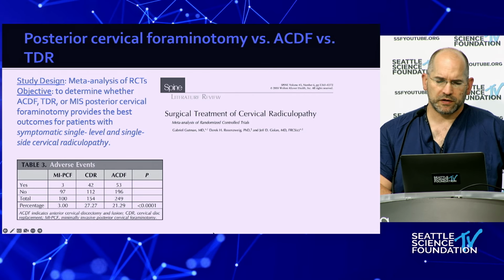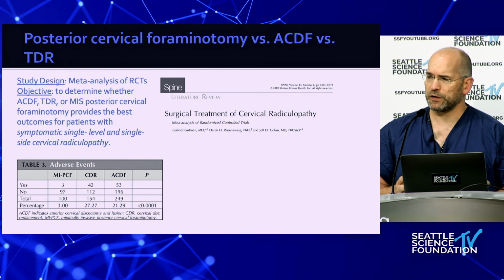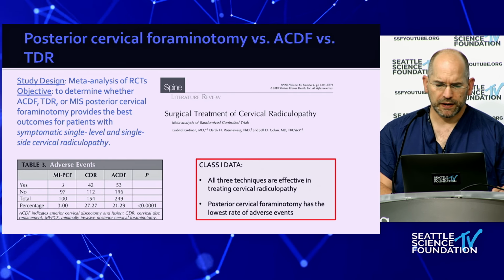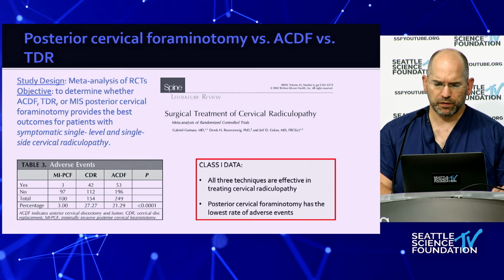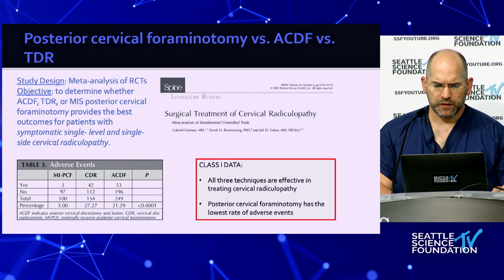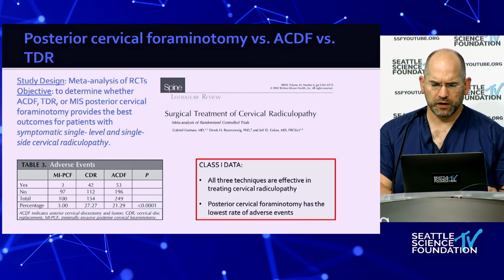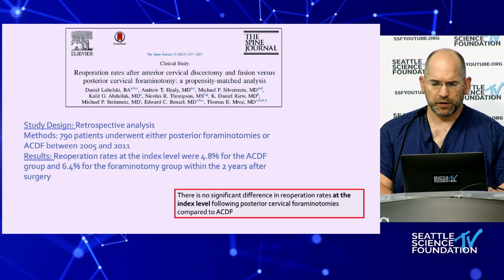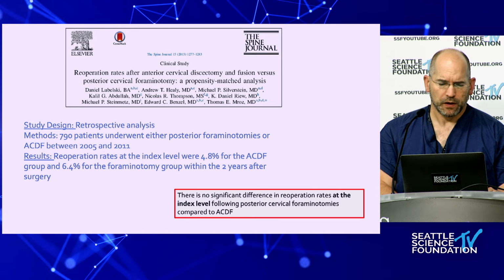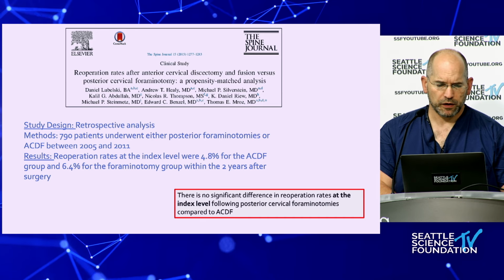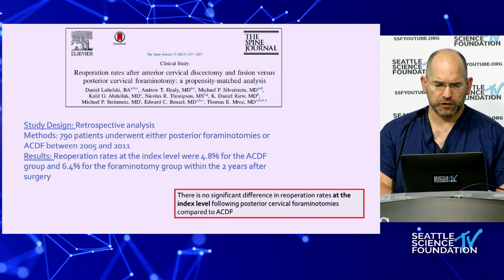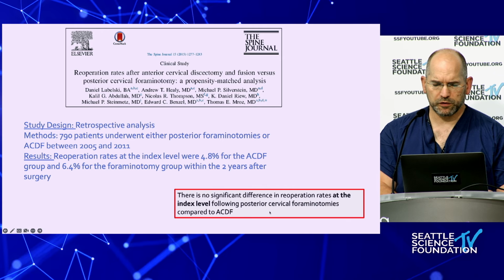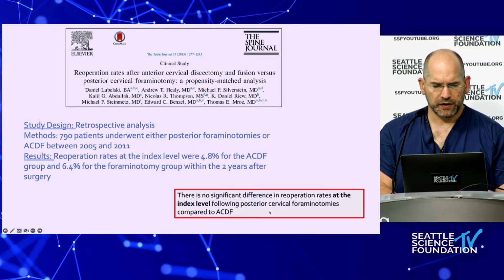Now, a lot of people might ask, how do posterior cervical foraminotomies compare with our standard surgeries that we all do? All 3 techniques are effective in treating cervical radiculopathy. The lowest complication rates are typically associated with cervical foraminotomies. Next question is, what are the reoperation rates here? In this rather large study of almost 800 patients, there were no significant differences at the index level following cervical foraminotomies compared to ACDF surgery.